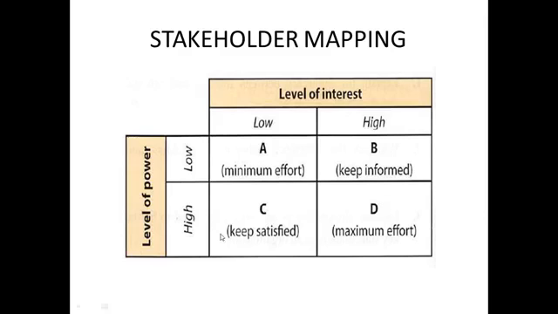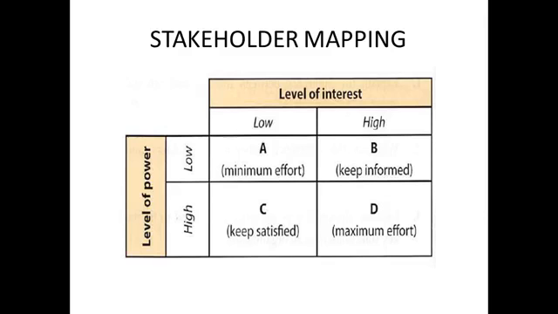In category C, the level of interest is low, but the stakeholder is very, very powerful. So the company should definitely apply its energy to satisfy that particular stakeholder. Then the last one, D, is the one which has the highest level of interest and the highest level of power in the business. So the business should apply maximum effort to keep this particular stakeholder happy.